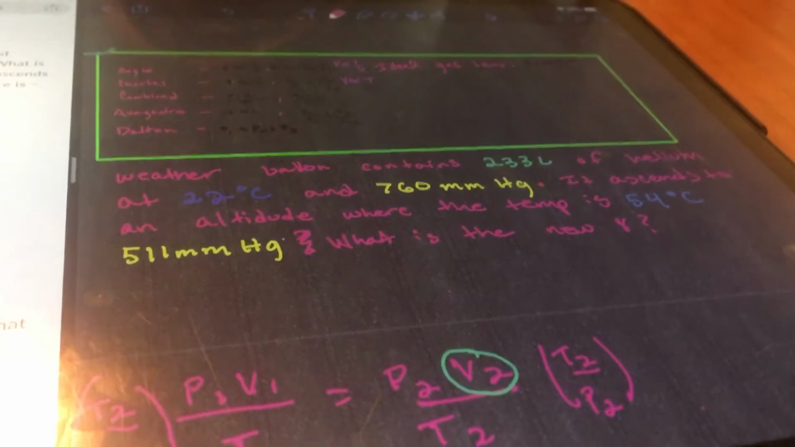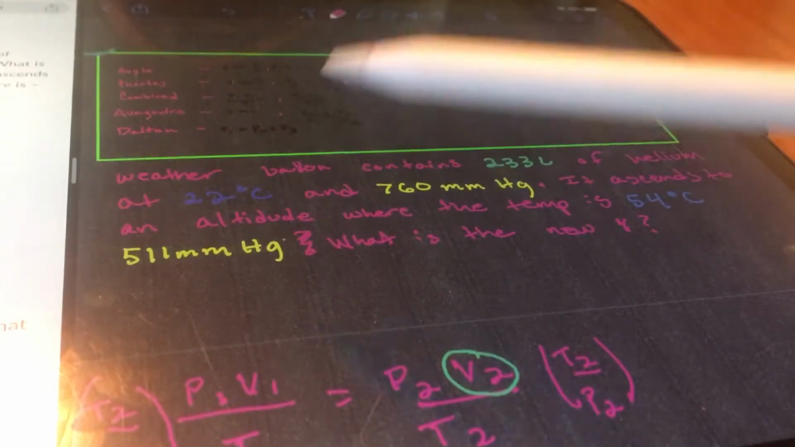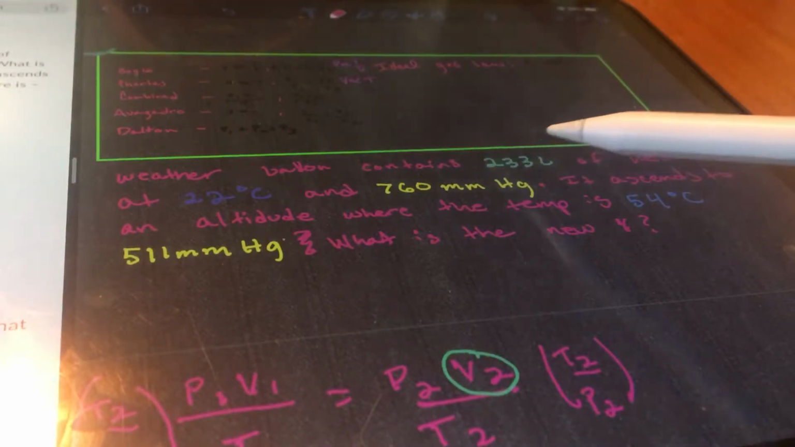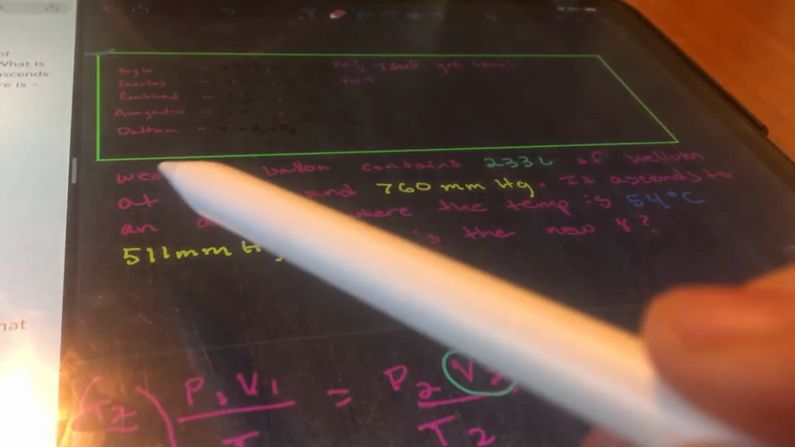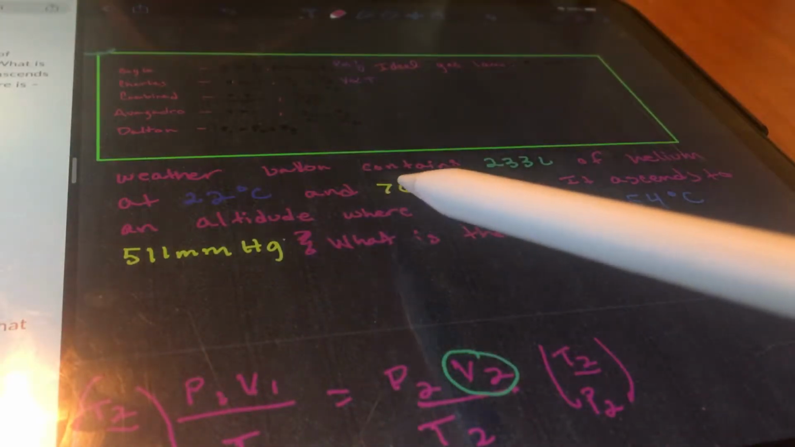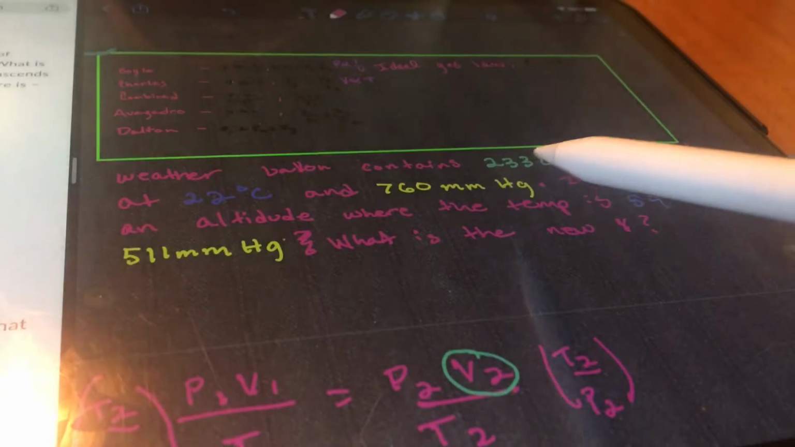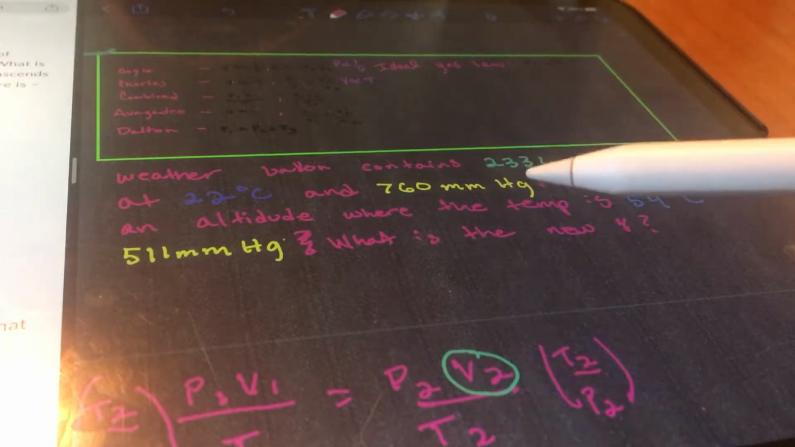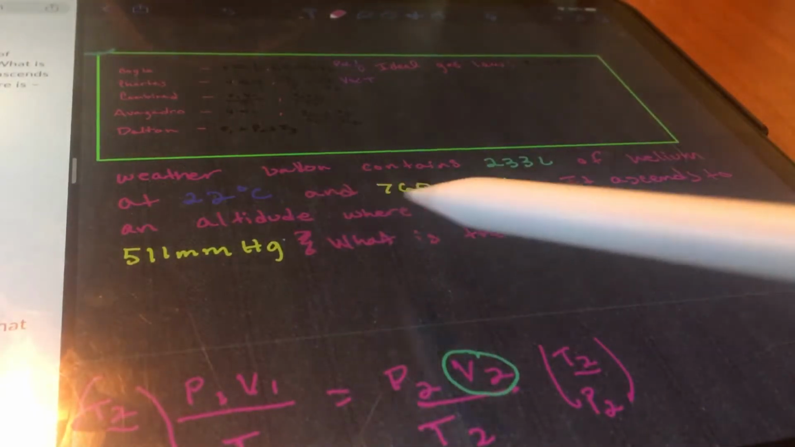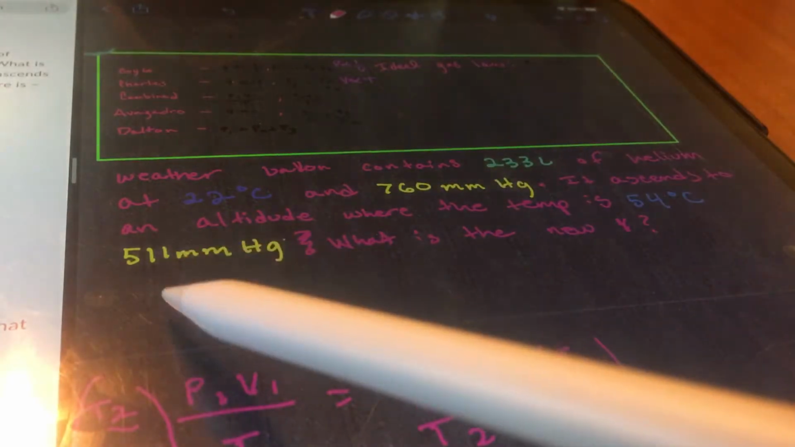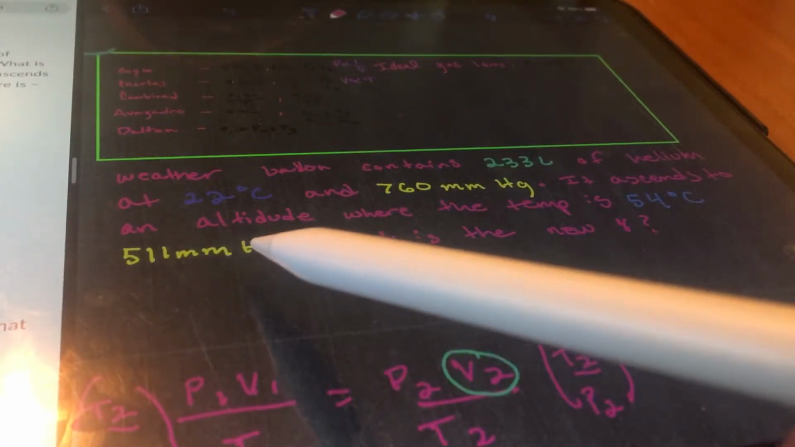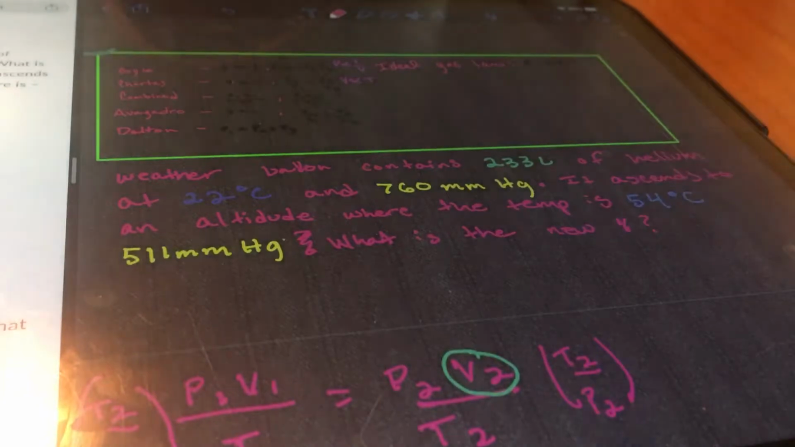So the whole question is: a weather balloon contains 233 liters of helium at 22 degrees Celsius and 760 millimeters mercury. It ascends to an altitude where the temp is 54 degrees Celsius, 511 atmospheric pressure. What is the new volume?